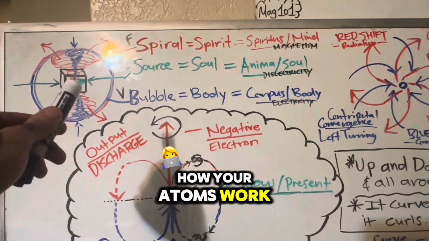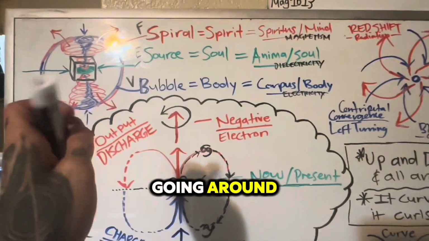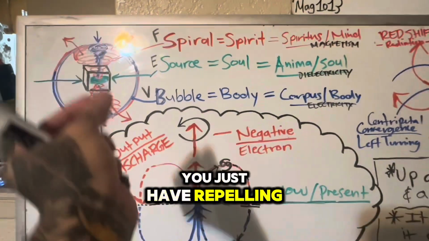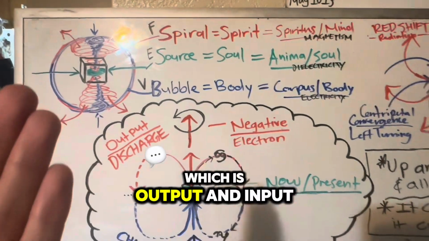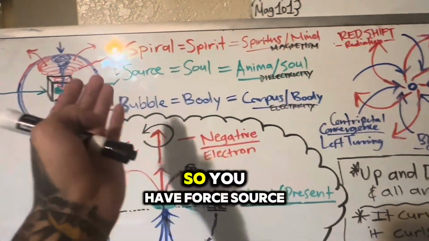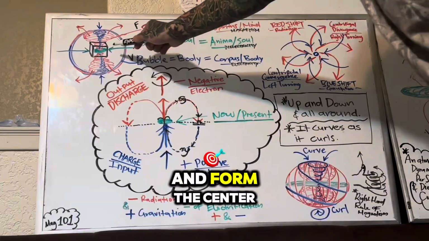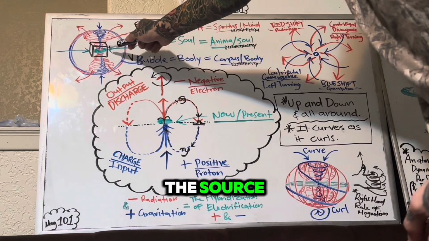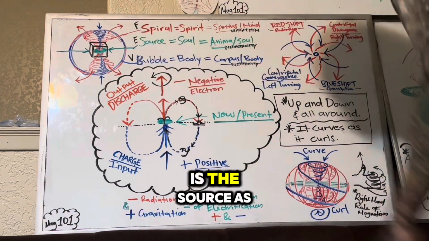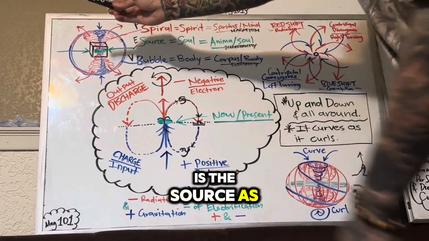How your atoms work, there is no electron going around. The electron is just one unit of discharge. You just have repelling and attracting, which is output, and input, which is the release and return of ether energy or source. So you have force, source, and form. The center of the magnet is the source of the magnetic field. So what you have is the source as the plane of inertia.